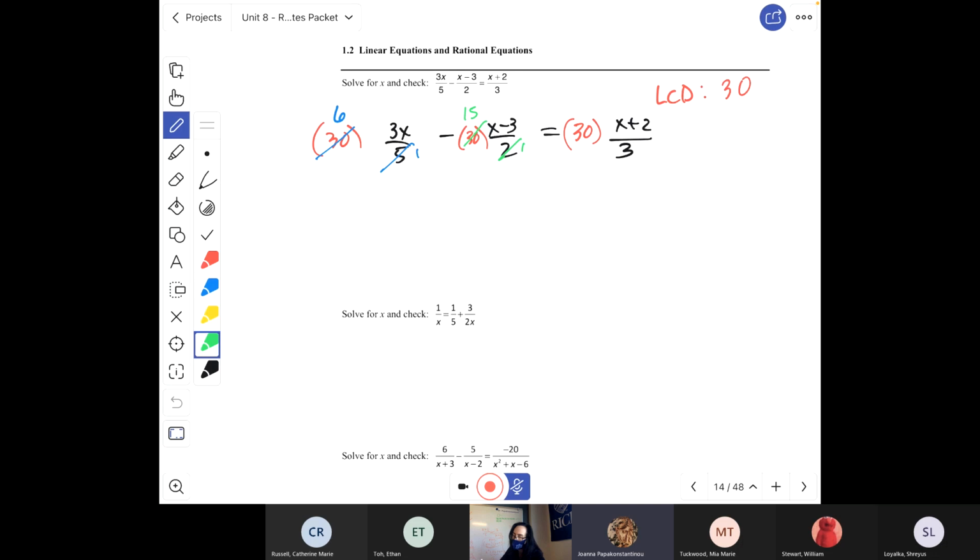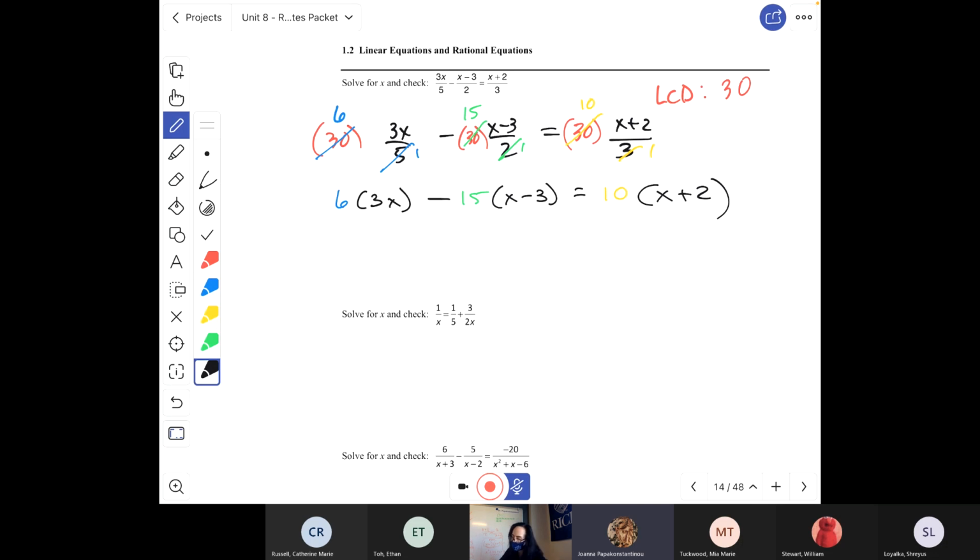3 goes into 3 once. 3 goes into 30 how many times? So what am I really looking at? I'm looking at 6 times 3x minus 15 times x minus 3 equals 10 times x plus 2. Do you see what I've done? Yes, I've made this problem so much easier.